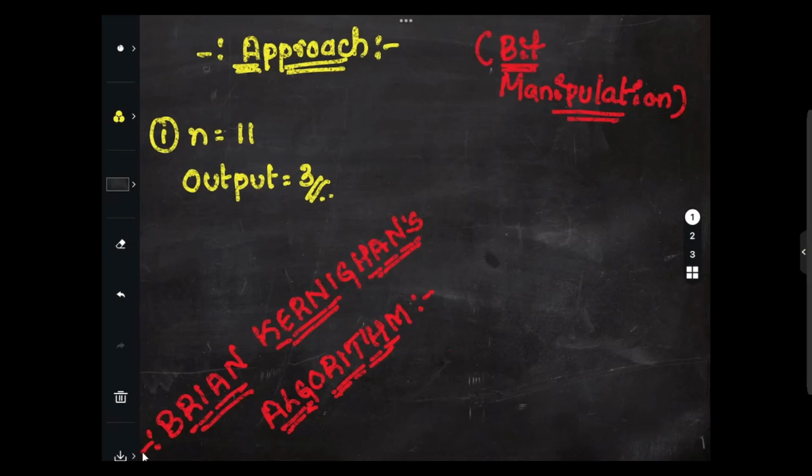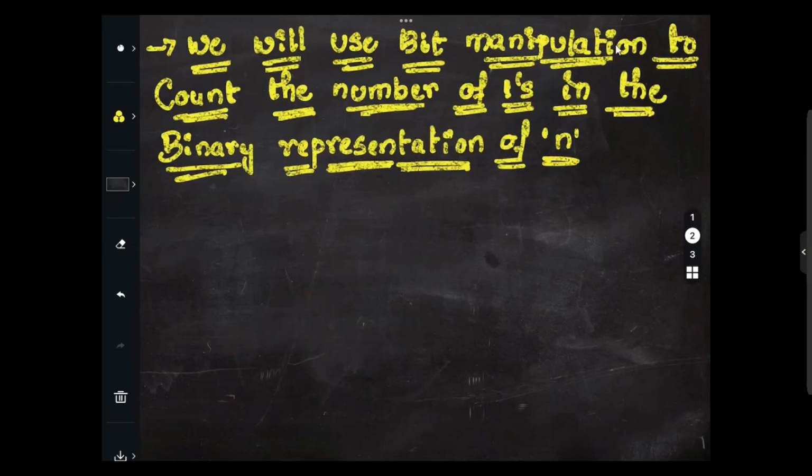The first thing is, we'll be going with the bit manipulation approach. Just keep this in mind. Here, I have considered the first example that they have given in the question, so that it will be easier to understand the approach. We'll be going with bit manipulation, or Brian Kernighan's algorithm. Let's discuss the approach step by step.